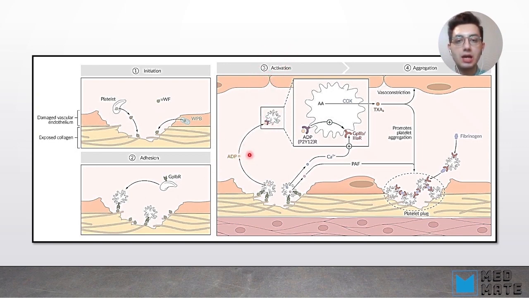In this step, via ADP, there comes an activation of secondary receptors called GP2B3A, and these receptors participate in the formation of platelet plaque via bonding to fibrinogen, and this fibrinogen then binds to another platelet. So these platelets bind together and form the platelet plaque. Now, after formation, this platelet plaque is not stable, so we need the secondary hemostasis to occur and form the clot and stabilize this platelet plaque.